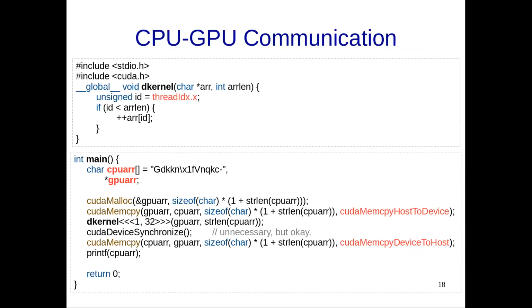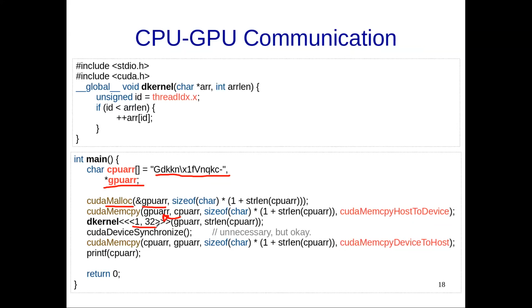Okay, so has anybody figured out what the output of this code is? Let's understand what this code is doing. It creates an array on the CPU. It also allocates a pointer using CUDA malloc, so that the allocation happens in GPU memory, with enough space to accommodate this string. Then I do a CUDA memcopy from CPU to GPU, and then launch a kernel with 32 threads.